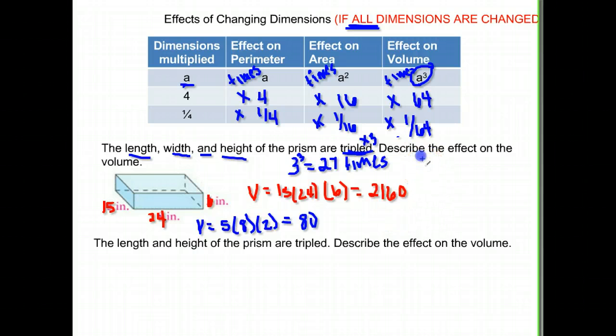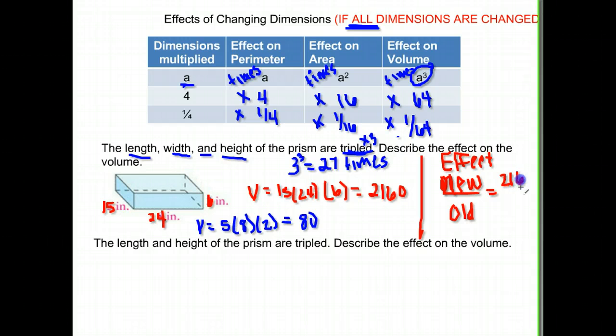And then to find out what the effect is, if you're doing it this way, you take the new one divided by the old one. Okay, so the new one had a volume of 2,160, the old one had a volume of 80. You divide that, 2,160 divided by 80 is, ta-da, 27. Okay, which we predicted here.